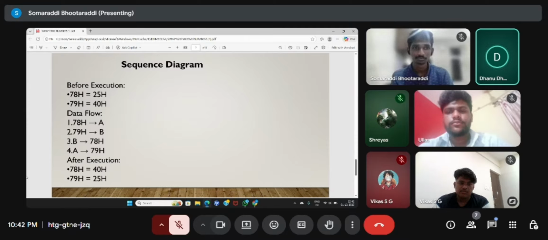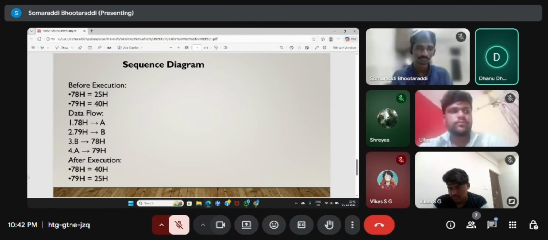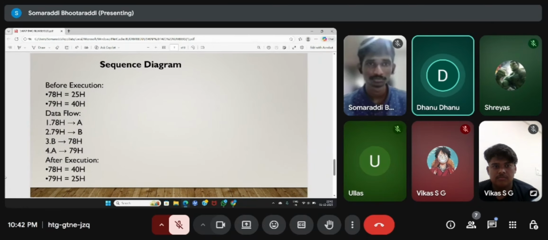Data flow steps. First, 78H to A. The value at memory 78H, 25H, is moved into register A. Second step is 79H to B. The value at memory 79H, 40H, is moved into register B.